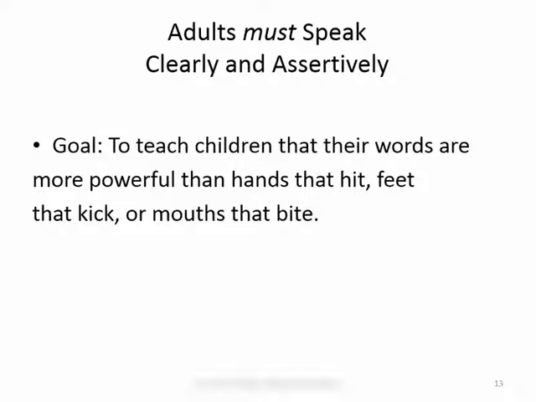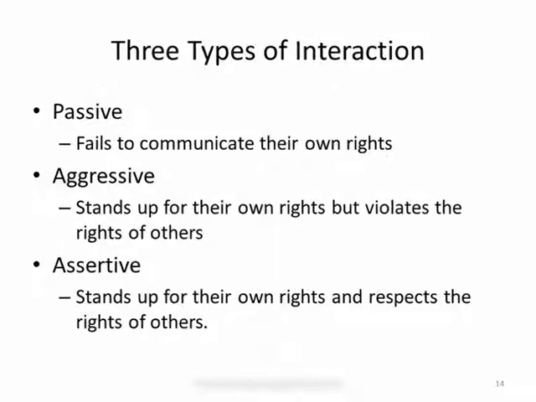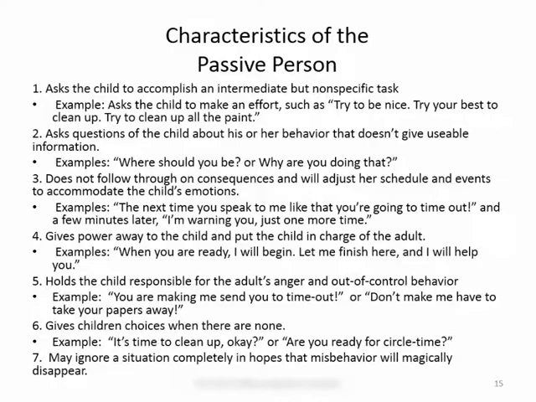Despite all the skills you've learned, as an adult, in order to communicate effectively, you must learn to communicate assertively. We learn to use the power of our words. There are 3 types of interaction: passive, aggressive, and assertive. Read over the following characteristics for the passive person.